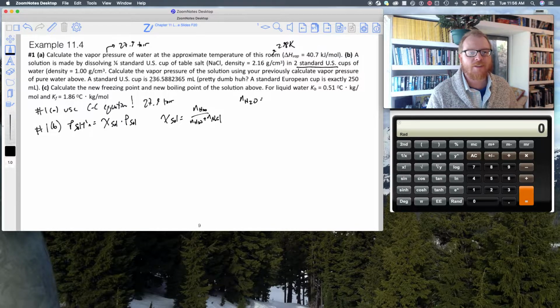This is so dumb to me. 236.5882365 milliliters. Why can't we just use 250 milliliters like they do in Europe?